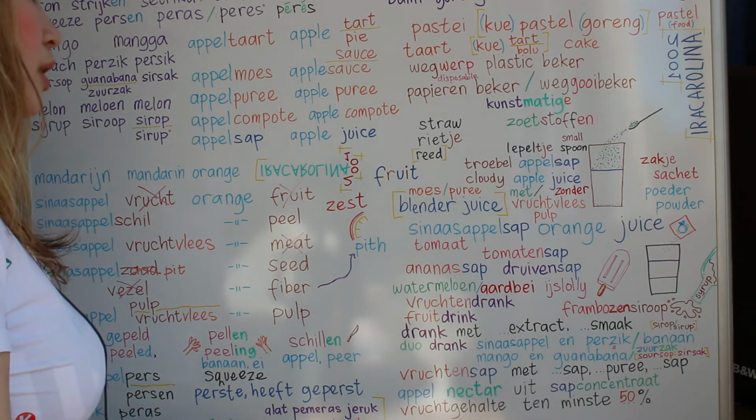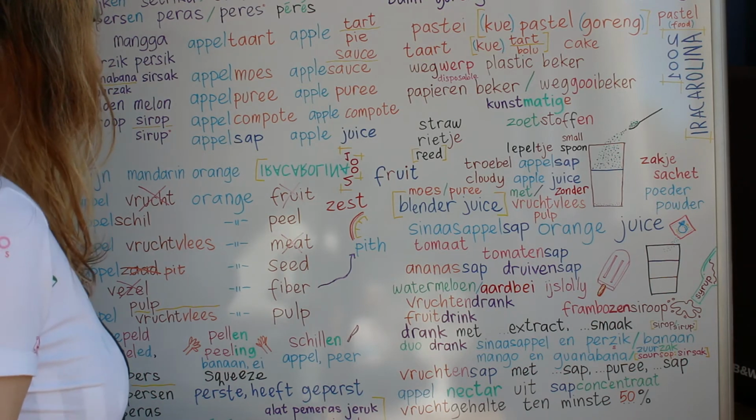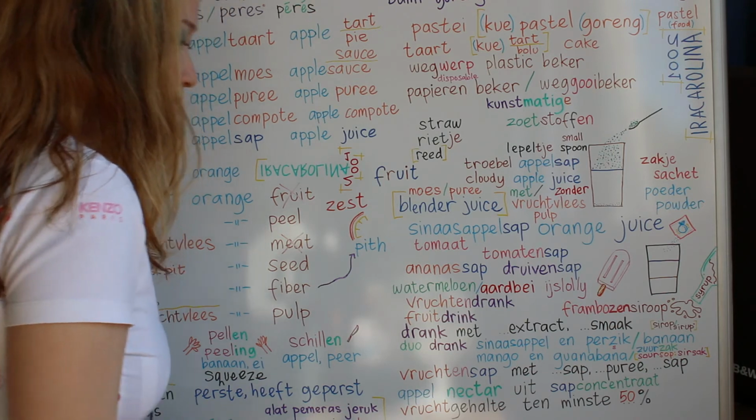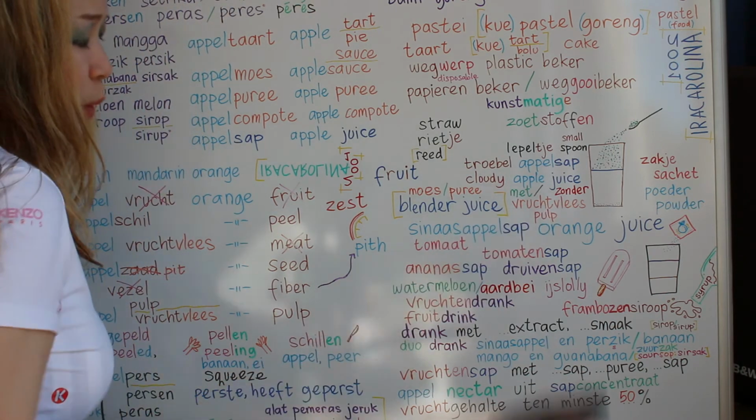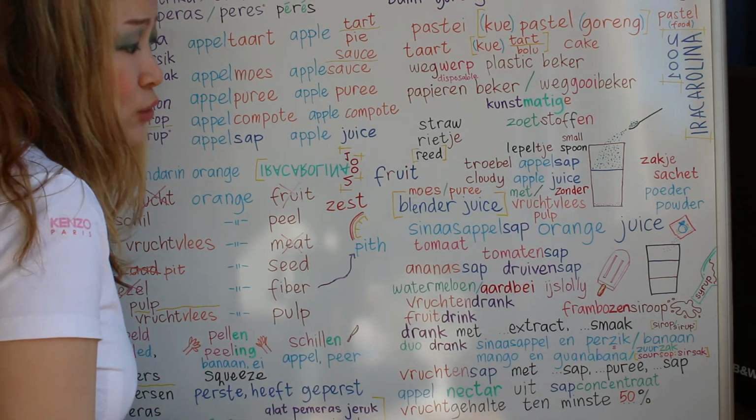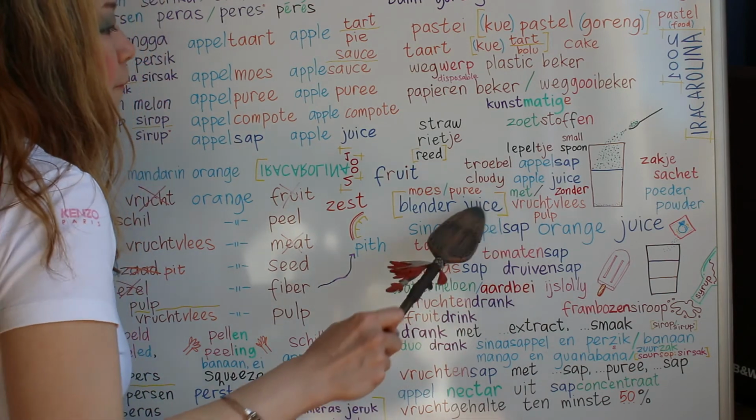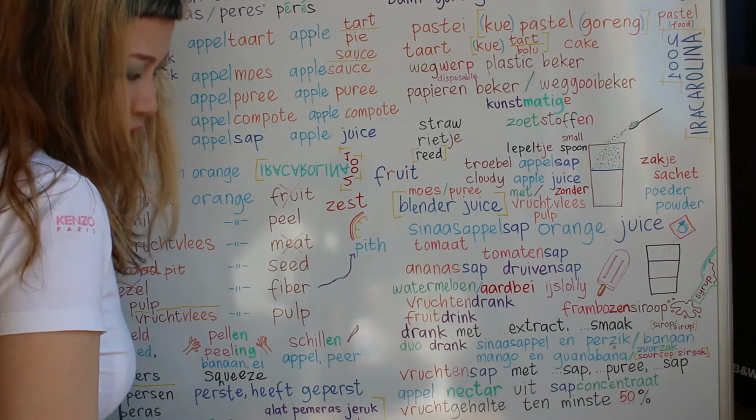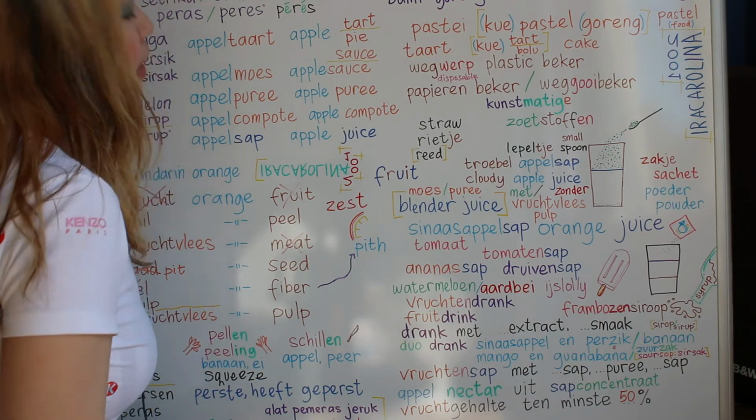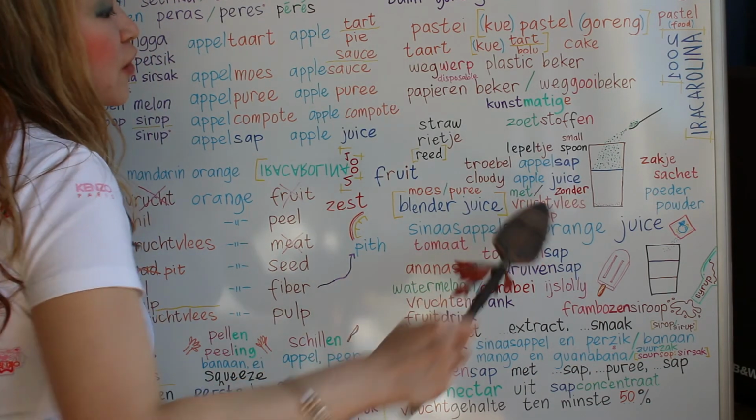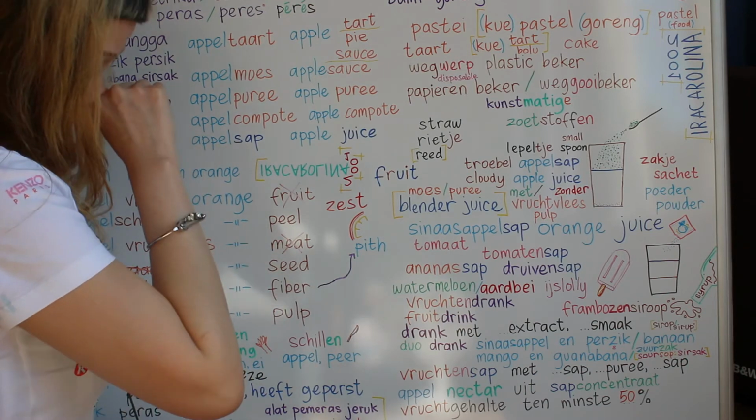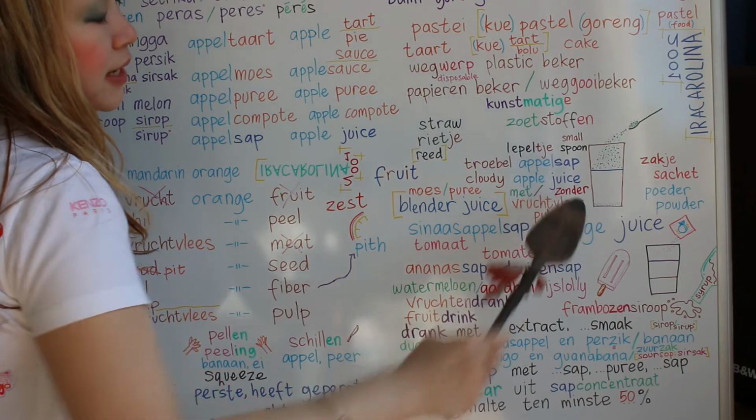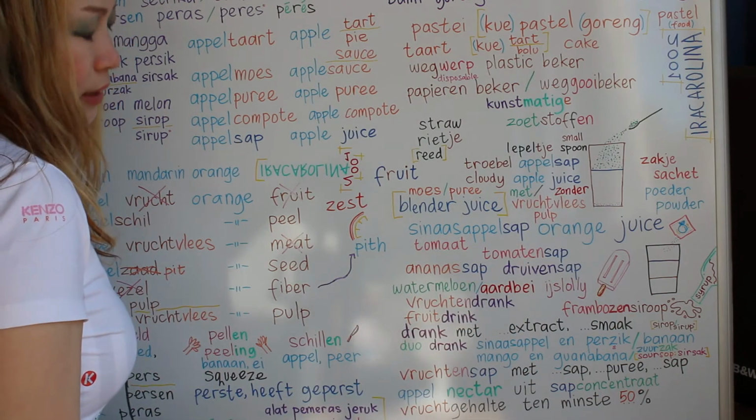And now we will go to this one. When you have orange juice, sometimes you have it with pulp, sometimes without. With is met. The pulp itself, sometimes you call it pulp, sometimes vruchtvlees. If without, you say zonder, without.